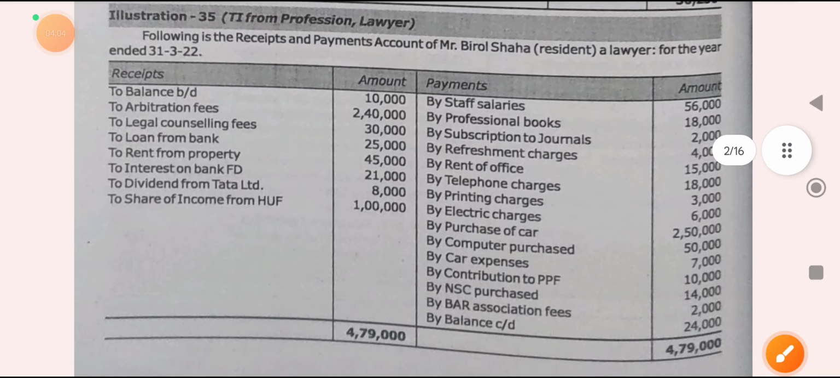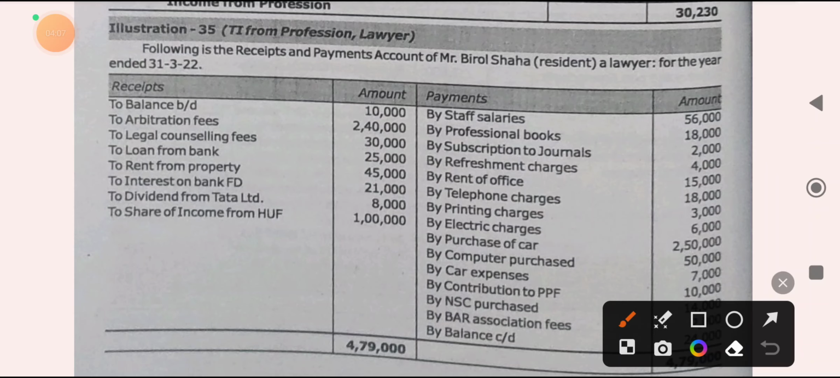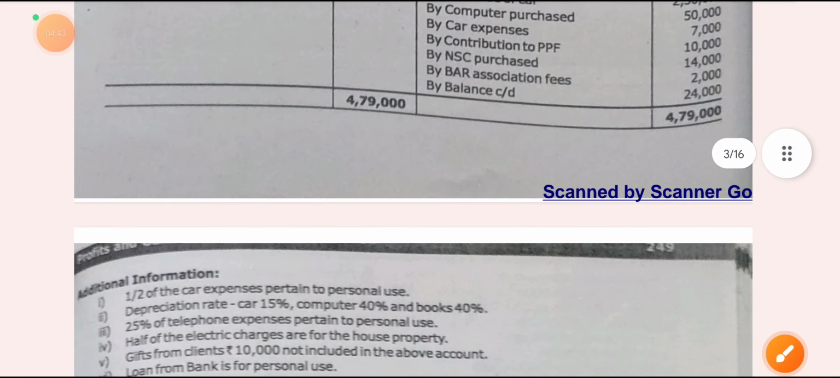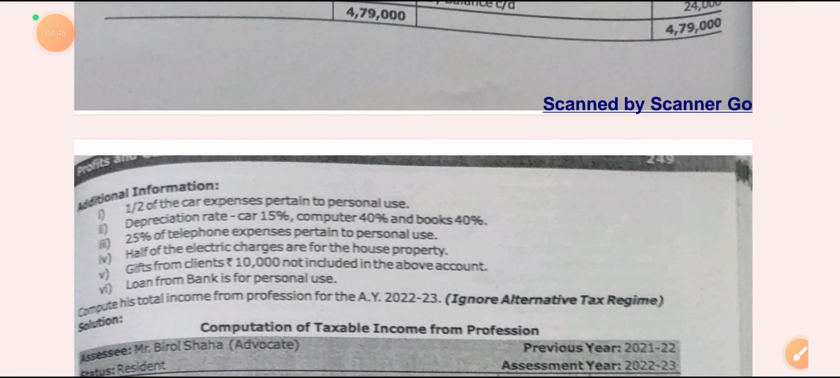While taking computer, I said 15%, but in the additional information they are saying 40%, so take 40% for computer. For books also it will be 40%. And car 15%, but out of this 15% also only half we need to take. So car purchased 2,50,000 into 15% into 1/2 we need to take, because half of the car is used for personal purpose, so depreciation also will be allowed only on the half amount.